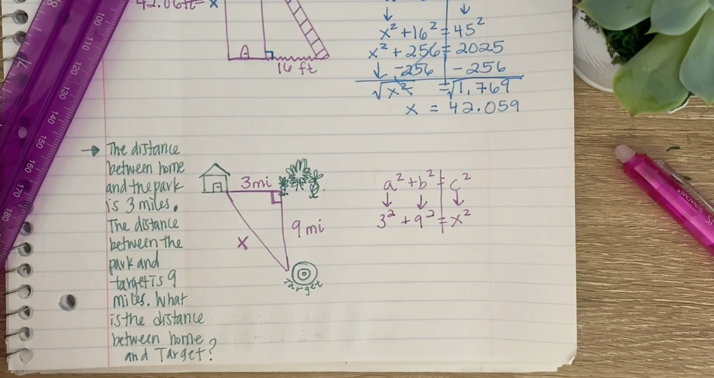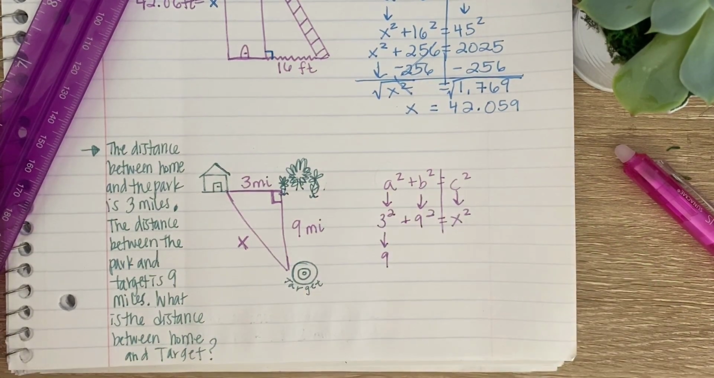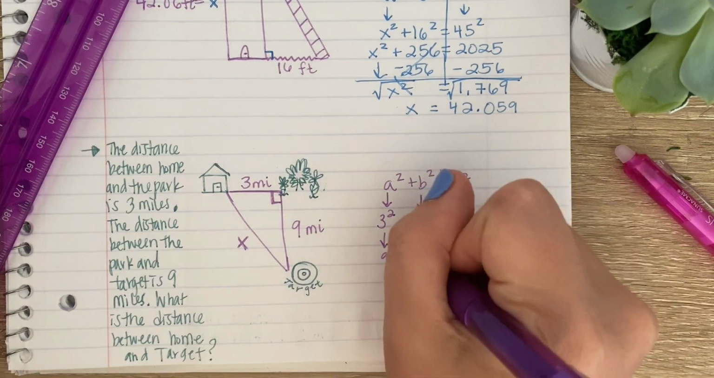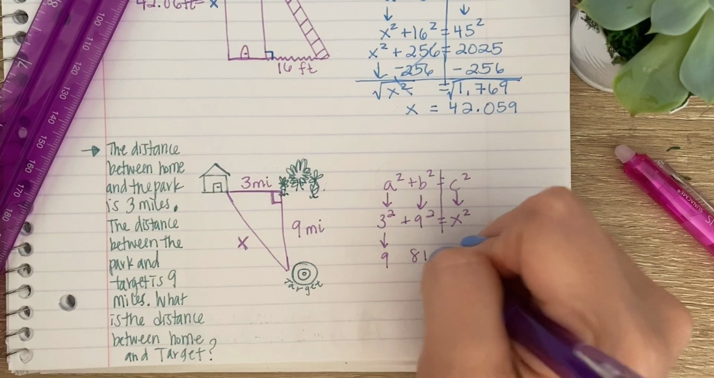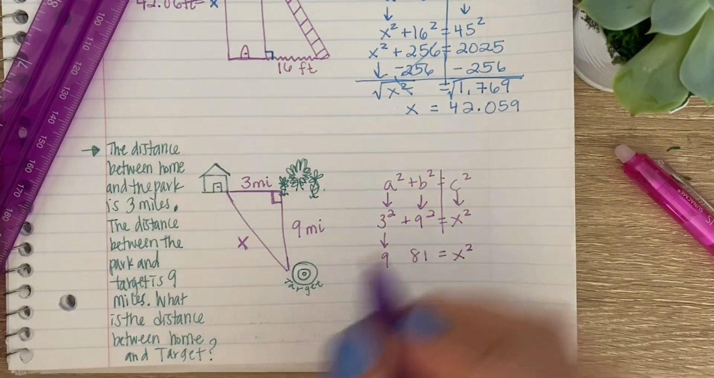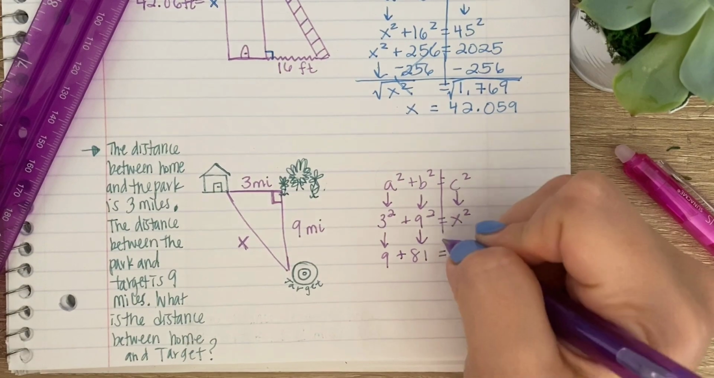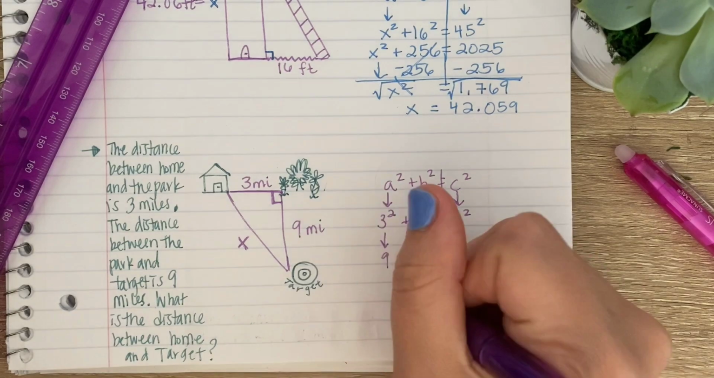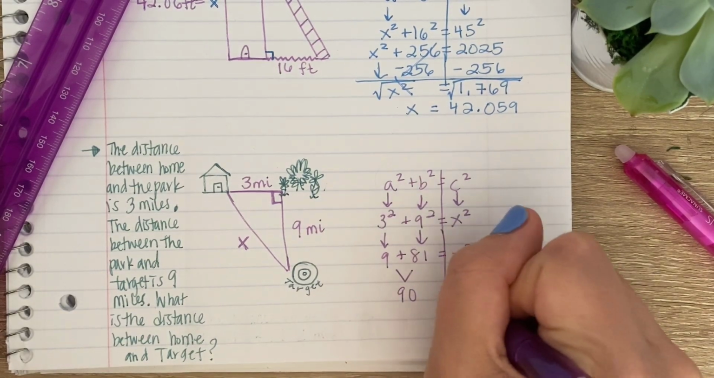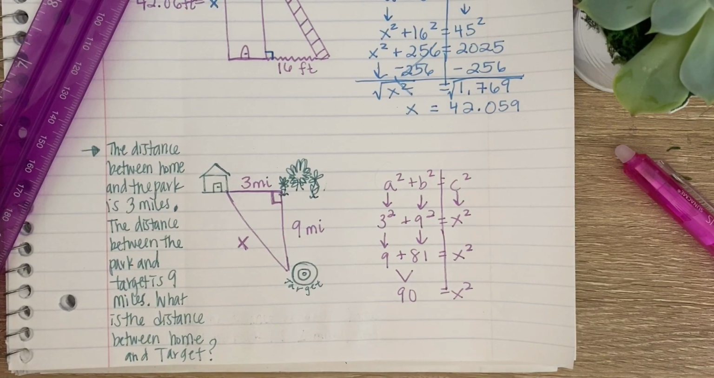So 3 squared, 3 times 3 is 9. And then 9 squared. So 9 times 9 is 81. Okay, and that is equal to x squared. So then keep going. 9 plus 81 is 90, which is equal to x squared.